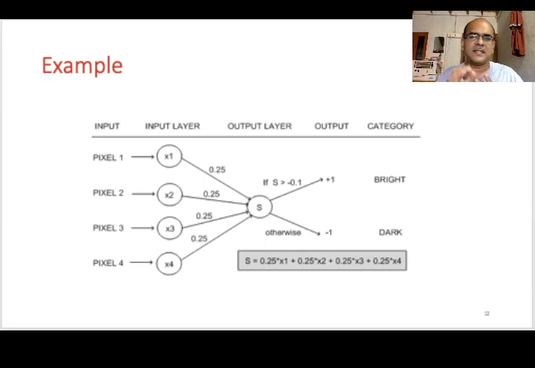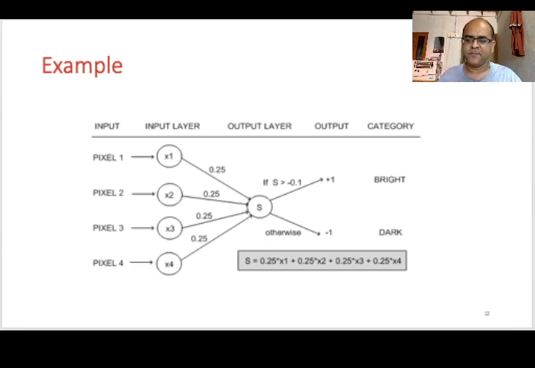So if S is greater than minus 0.1, you can even write if S is greater than 0.1, whatever, based on your convenience. So you do some kind of computation where you write 1 into 0.25 plus 2 into 0.25 plus 3 into 0.25 plus 4 into 0.25. You will get a value definitely greater than 1. So I assign it as bright. The pixel is bright in nature, plus 1. Else it is minus 1 otherwise.